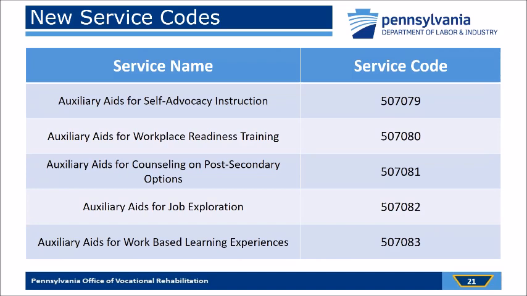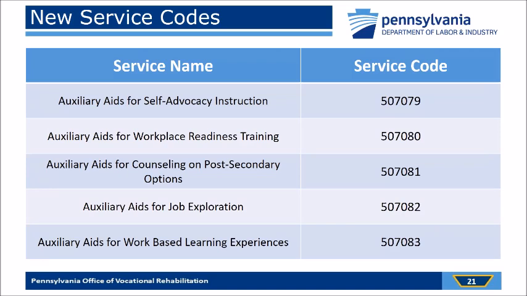So as you go down and you would need to purchase an auxiliary aid for a workplace readiness training group, that code is 507080. Counseling on post-secondary options is 507081. Job exploration is 507082. And then auxiliary aids for work-based learning experiences is 507083. So again, those are the new codes that are linked to PETS funds.